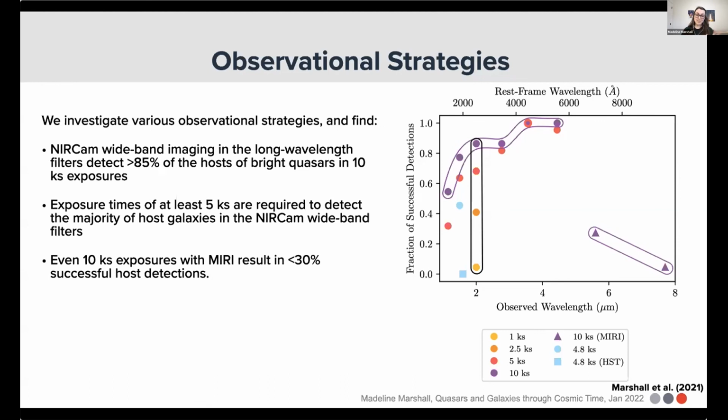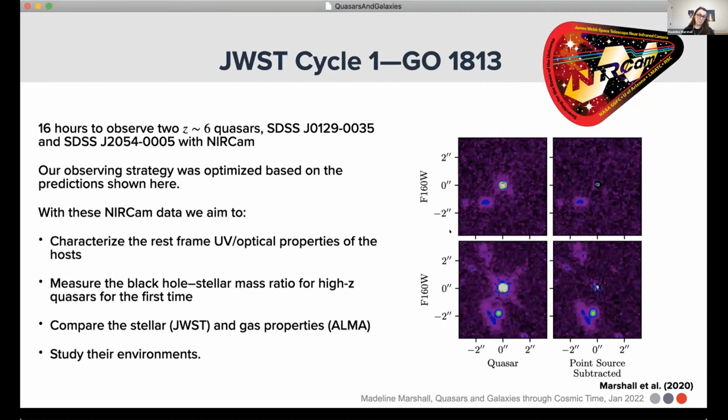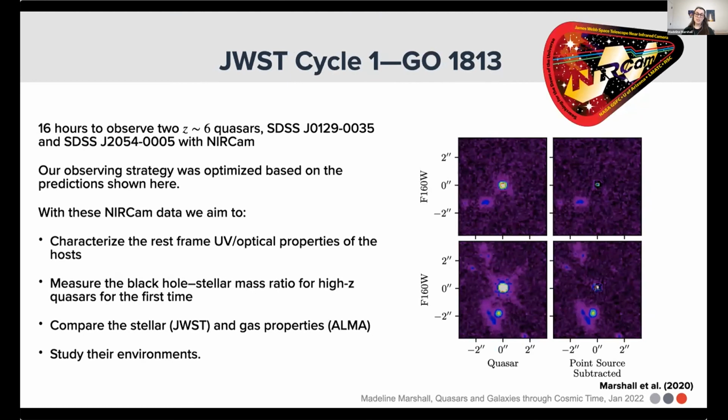And so based on these predictions, we designed a JWST Cycle 1 program, which we were lucky to get awarded 16 hours to observe these two quasars here with NIRCam imaging, based, as I said, on those predictions in terms of which filters and exposure times to use. And so we're hopeful that after we do this PSF subtraction, we'll be able to actually detect these hosts in the rest frame UV and optical for the first time, detect their stellar masses so we can measure the stellar mass black hole mass ratio.